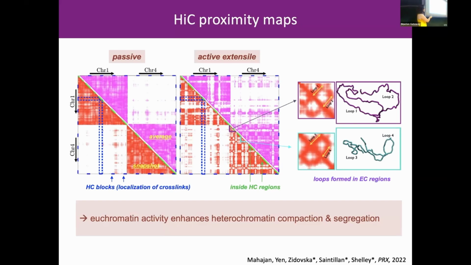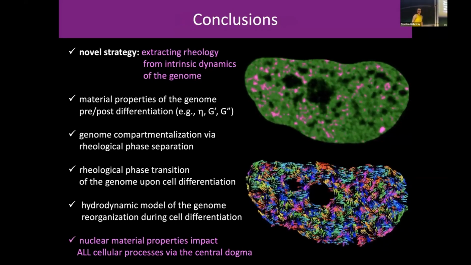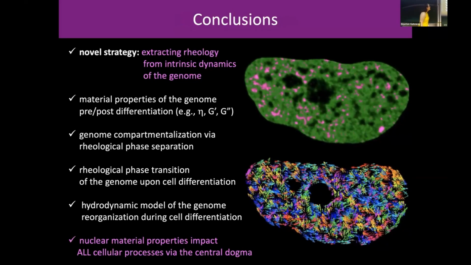And you see that the presence of activity also gives you a much more pronounced generation of these high density or highly segregated heterochromatic regions. So this is just another way to measure how strongly the euchromatic activity helps us to bunch up together the heterochromatin. So with that, this is my last data slide.